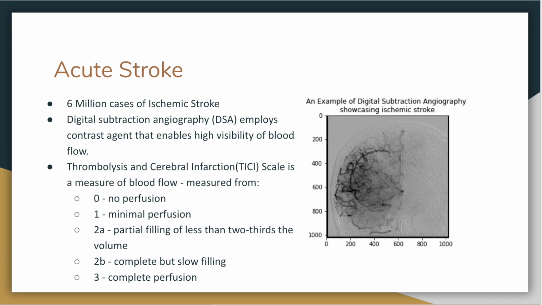So how we classify strokes is on a measure known as the TICI score, which stands for Thrombolysis in Cerebral Infarction scale. And this is measured from 0 being no perfusion to 3 being complete perfusion. And you're able to see the complete breakdown on the slide. Physicians have a really hard time being consistent on this scale, so an objective ML model would be really helpful in accurately grading different cases.